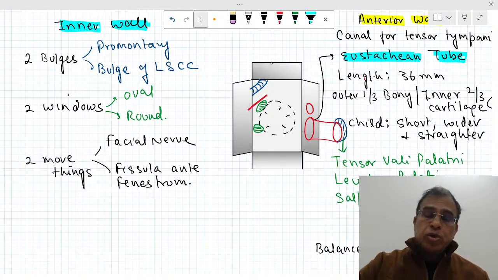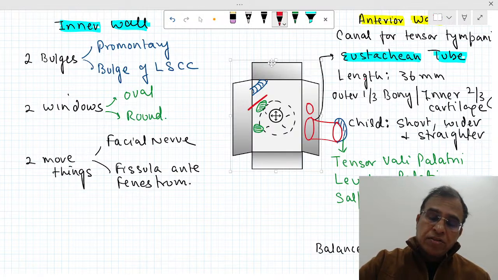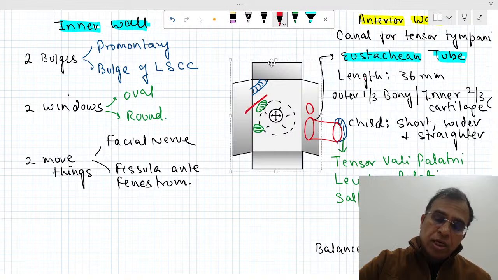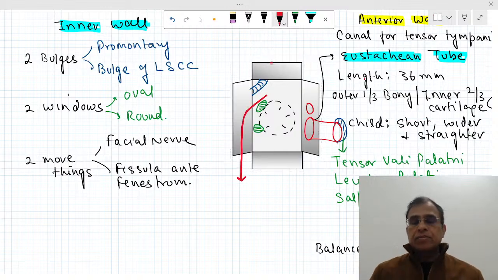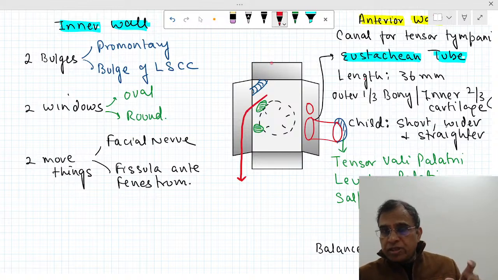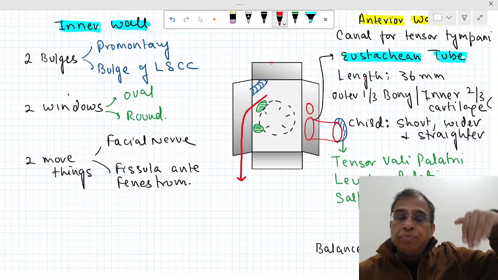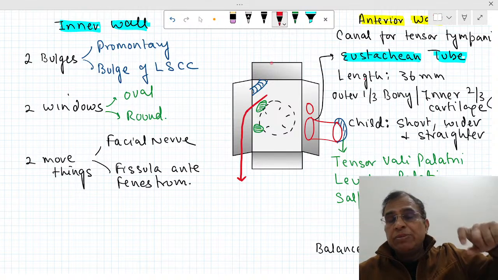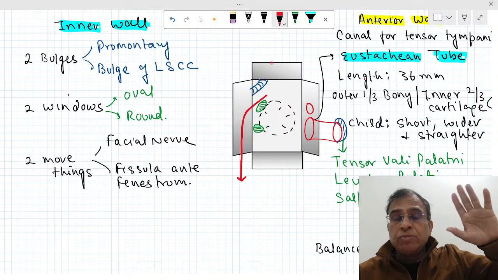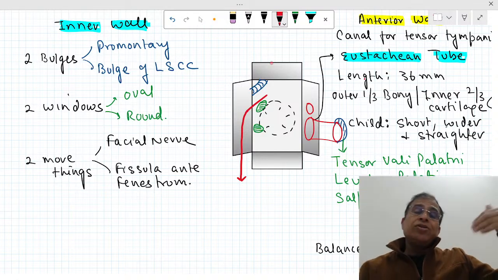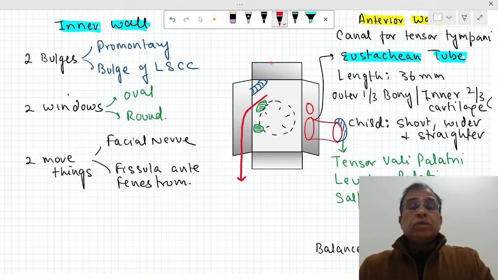On coming to the posterior wall, what happens to this nerve? This nerve turns and runs downwards and out of the ear like this. So this part of the facial nerve on the posterior wall, because it is going downwards, is called the vertical part of the facial nerve. That means the facial nerve in the middle ear has two parts: the horizontal part, which is mainly on the inner wall, and the vertical part, which is mainly on the posterior wall.